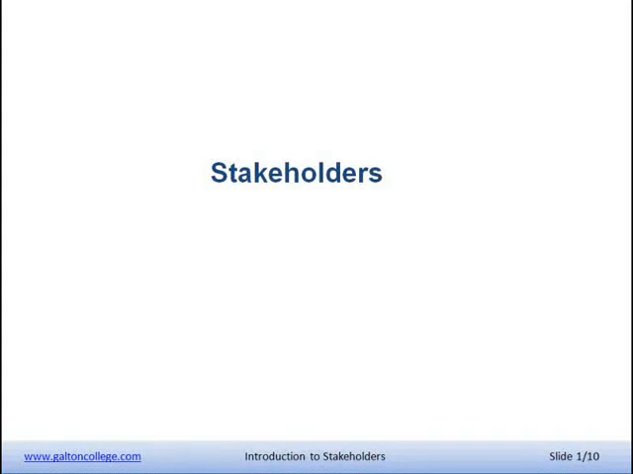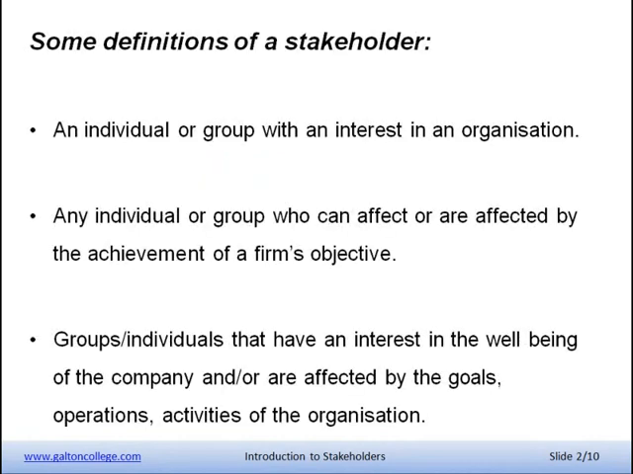In this class we're going to talk about stakeholders. Now there are various definitions to the term stakeholders, and here we can look at just 3 of these. First of all, quite simply, a stakeholder is an individual or group with an interest in an organization. So any individual or any group who has an interest in an organization is a stakeholder in that organization. Secondly, any individual or group who can affect or are affected by the achievement of a firm's objective. Those are also stakeholders.